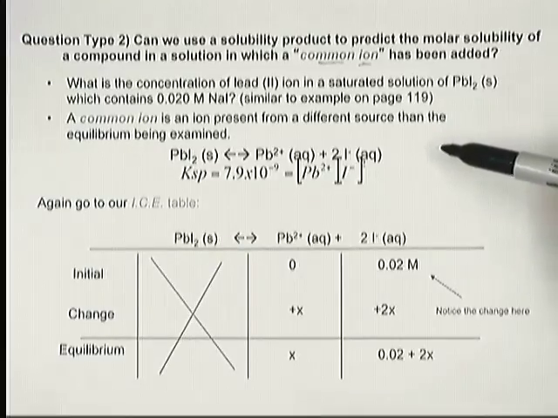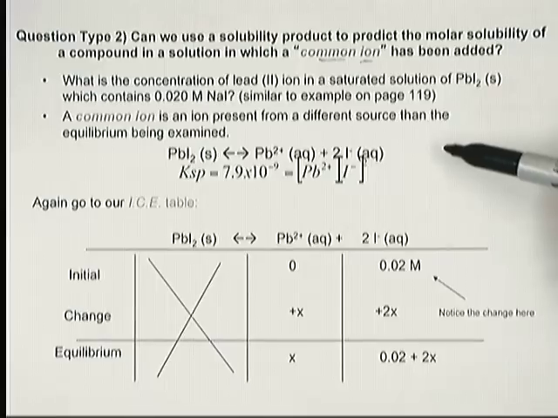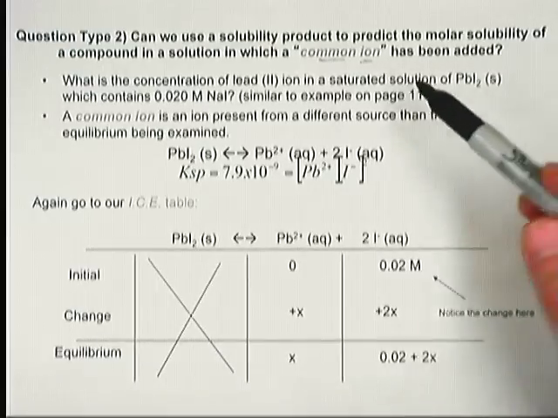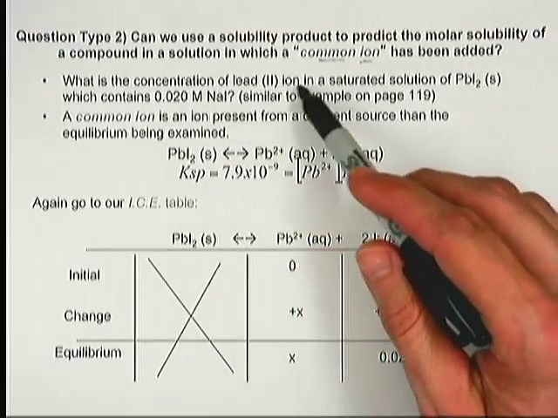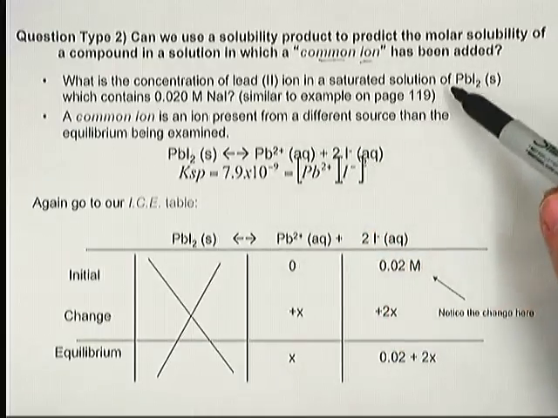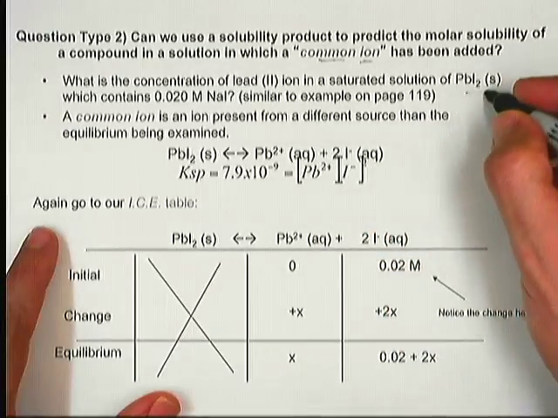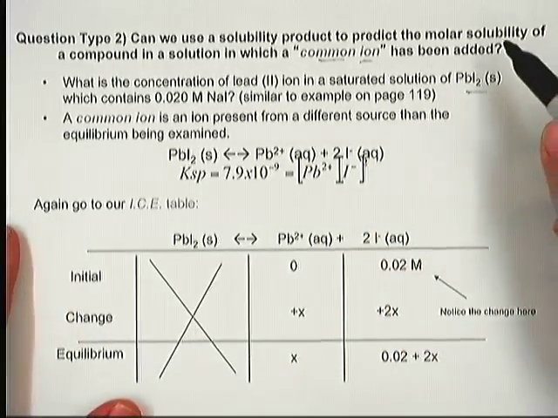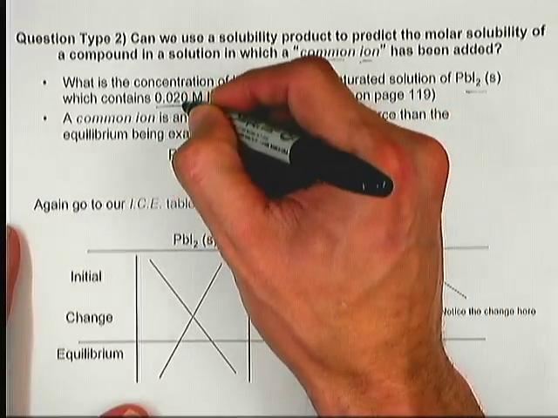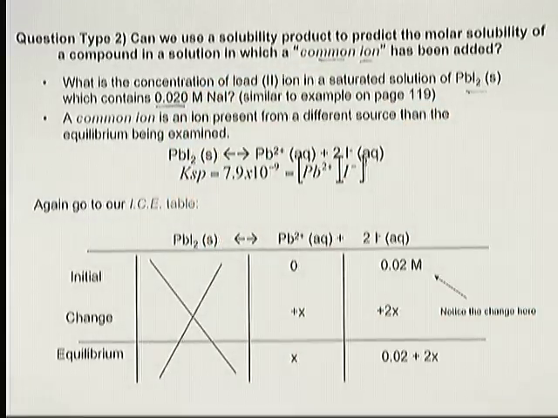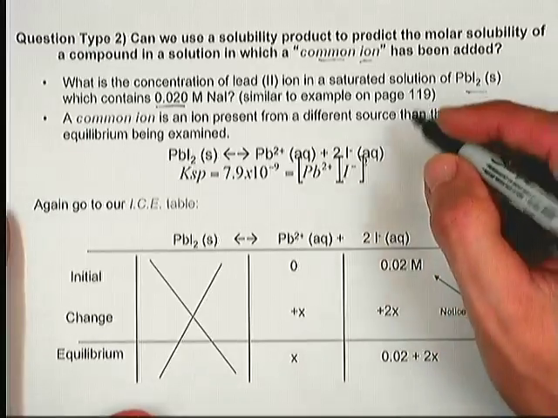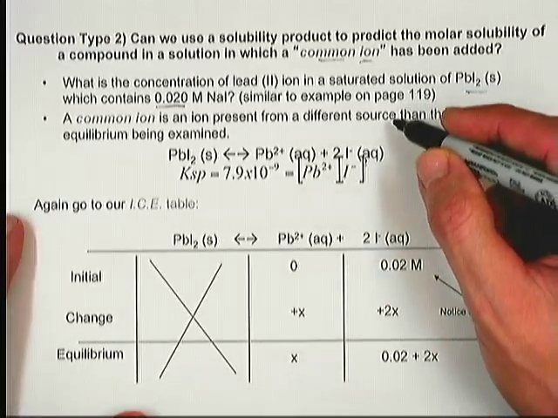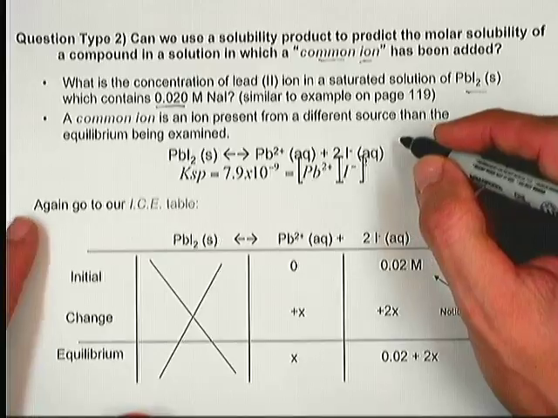So to work an example problem like this one, why don't we consider predicting the concentration of lead 2 ion in a saturated solution of this salt, the same salt as before, but now it's going to contain 0.02 moles per liter sodium iodide. Okay? So it's a little bit different situation, because here we're going to have a common ion. When you're faced with this type of problem, don't be scared by it. Just go through your systematic approach.